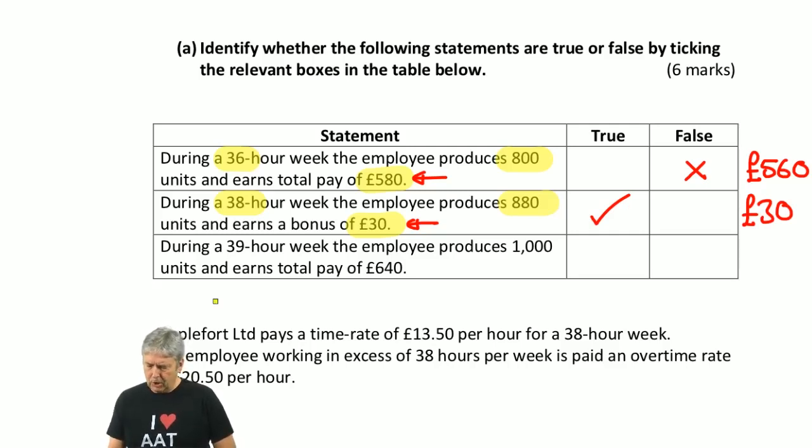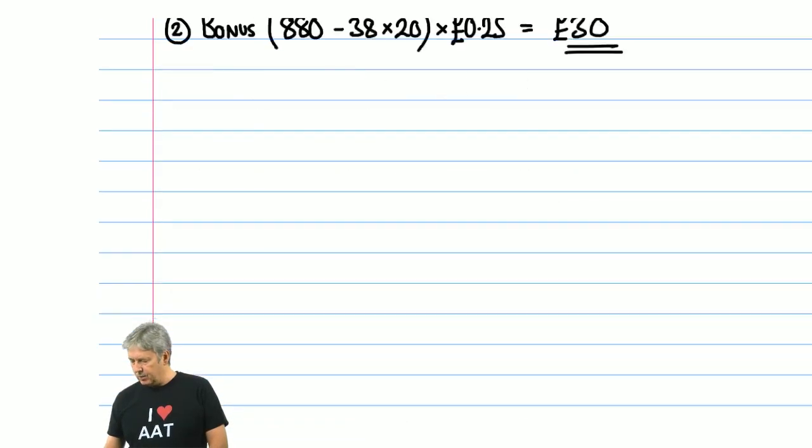So, during a 39-hour week, the employee produces 1,000 units and earns a total pay of 640. Back to our workings.